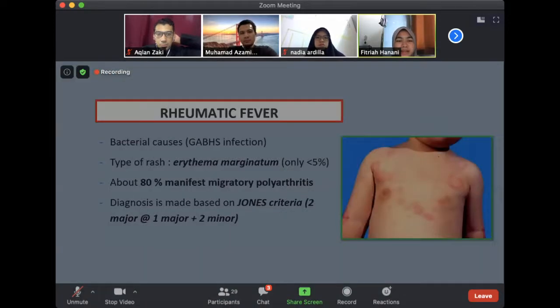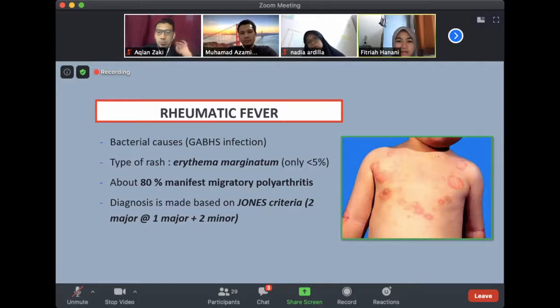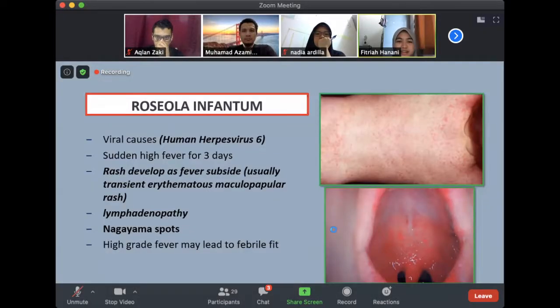Okay. And the next is also a bacterial cause, which is also caused by the GAS infection. The type of rash that we can see in this patient is called erythema marginatum, since the rash is red at the margin while the center looks like normal skin. Actually, in erythema marginatum, only less than 5% of patients present with the rash first. However, about 80% of patients manifest migratory polyarthritis as the first symptom. So the diagnosis of rheumatic fever is made through the Jones criteria, which must be fulfilled.